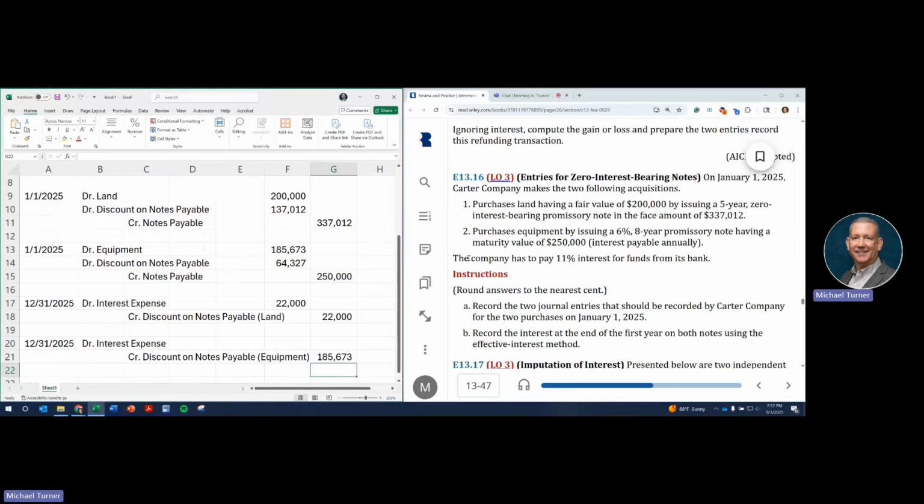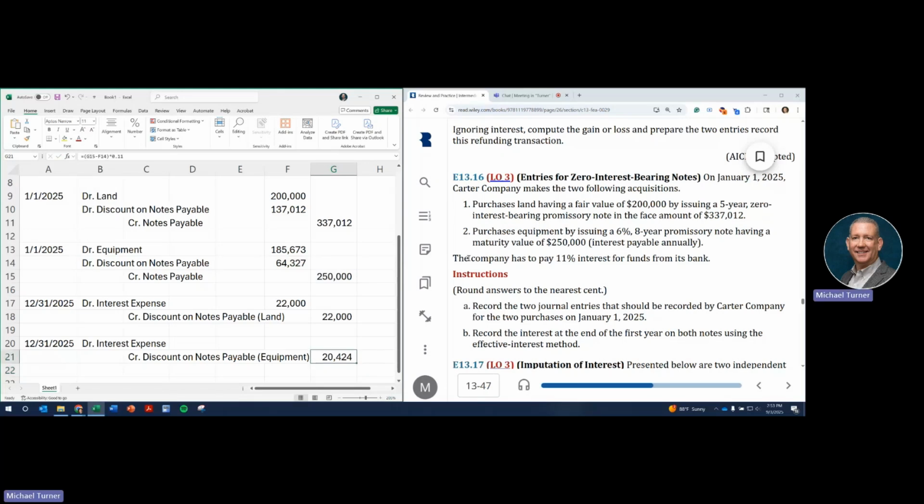This only works in year 1 because in year 2, we will have already amortized some of the discount. So this amount of 185 only equals the cost of the equipment for year 1. After that, we begin to amortize it down. All right, so our discount then, we're going to multiply it by 11%, just like we did before. So that is based on 11%.